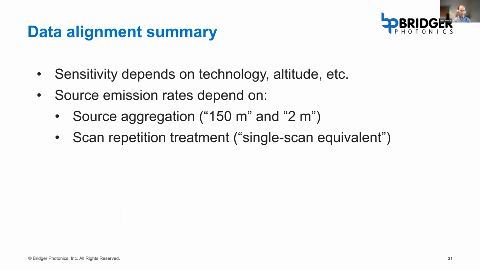Okay, so just to summarize what we need to think about for the data alignment. First of all, sensitivity depends on not only the technology, but a lot of different flight parameters, which are unique to each campaign. Maybe most important of which is the altitude, but there are lots and lots of others. Source emission rates that we plot and that we're going to be comparing these distributions on depend on both the spatial aggregation, in which we'll be looking at two different forms, one at 150 meters, another at 2 meters. And secondly, the number of times that each site is flown. And for this, we'll be using the single scan equivalent.